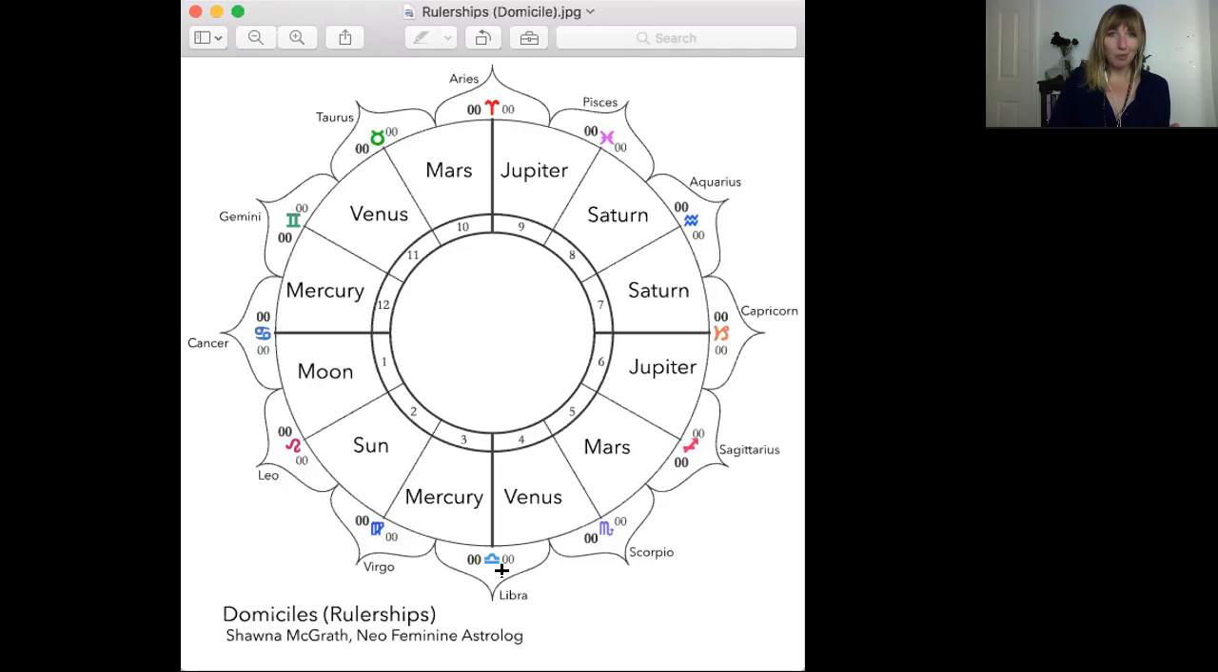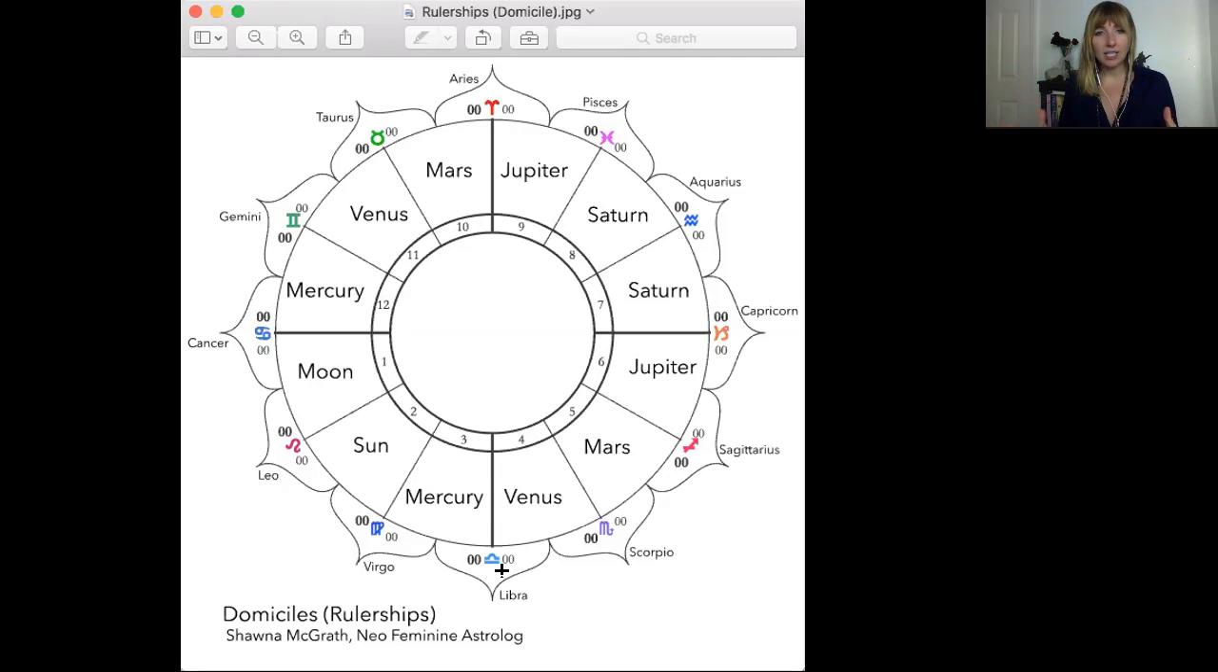In rulership, one of the common metaphors is that when a planet is in rulership, it's like it's in its own home, its own house. So if you are in your own house, you can do what you need to do, you can live your life, you have all of the things that belong to you in very close proximity, and you can do things easily.